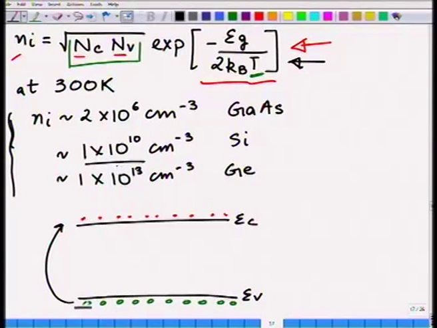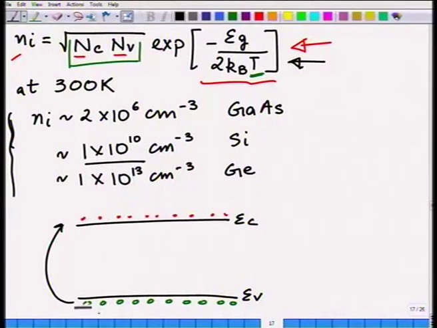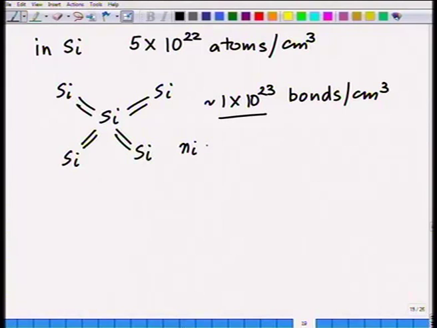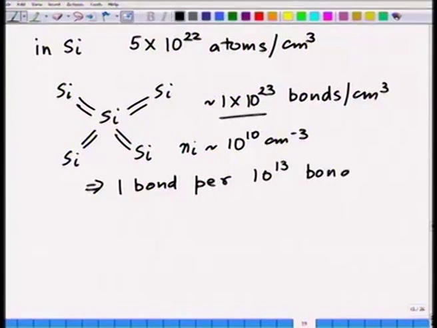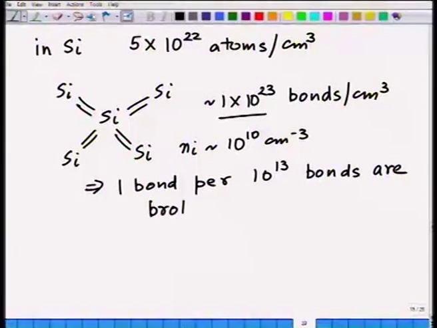and creating a hole here, that is the process: because the bond breaks, an electron goes to the conduction band leaving behind a hole. Then I am having about 10 to the power 10 bonds broken in silicon at room temperature. Since Ni is about 10 to the power 10 per centimeter cube, that implies 1 bond per 10 to the power 13 is broken. So, that is the order of how many bonds are broken in silicon at room temperature.